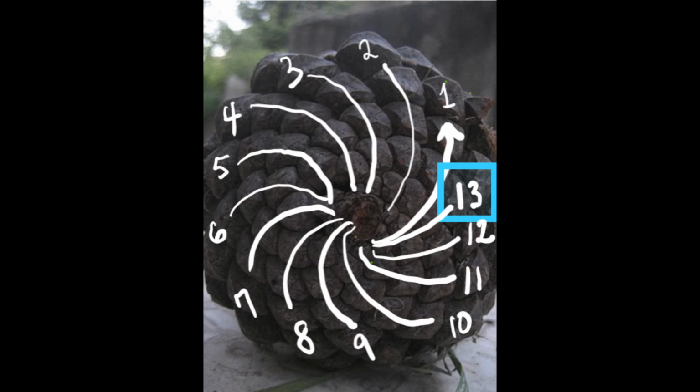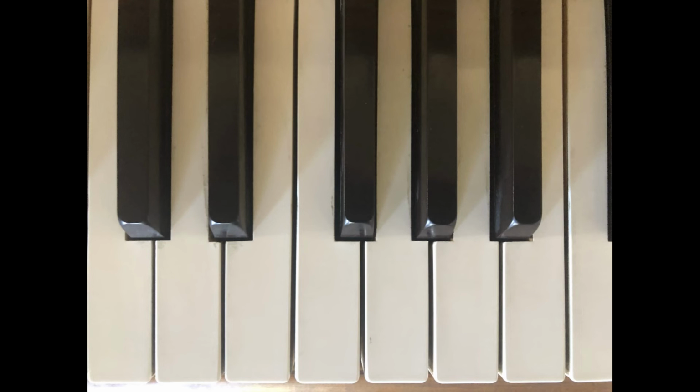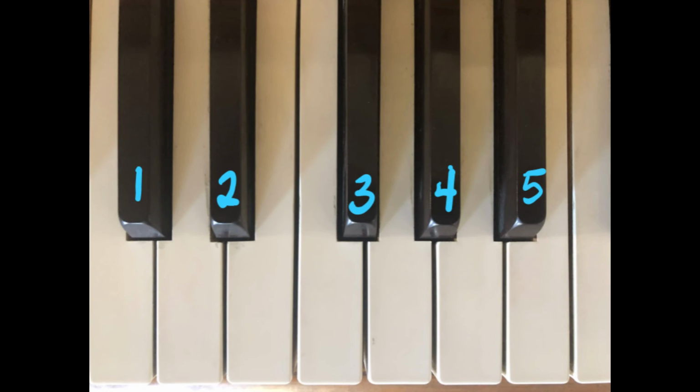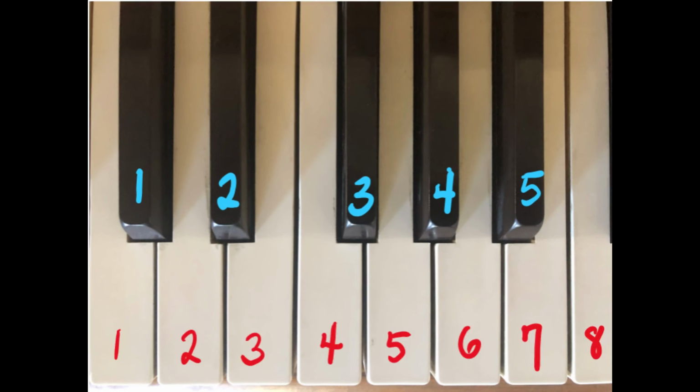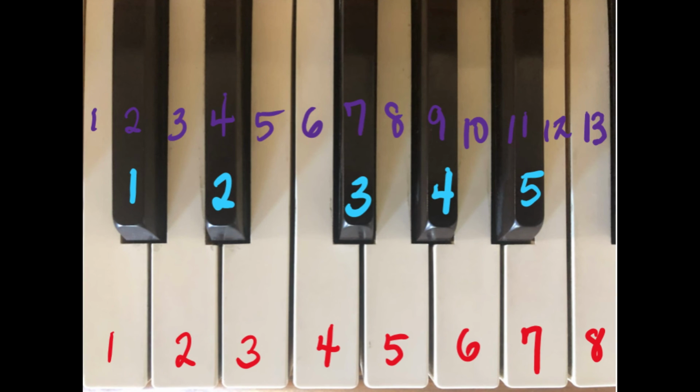But it's not only in nature that we see Fibonacci numbers. If you look at your piano keyboard and let's just look at the C scale from C up to C. How many black keys are there? There are 5 of them, and 5 is a Fibonacci number. How many white keys are there? There are 8 of them in a scale, and 8 is a Fibonacci number. So how many keys altogether from C to C? 5 black keys plus 8 white keys is 13 keys altogether, and 13 is a Fibonacci number.